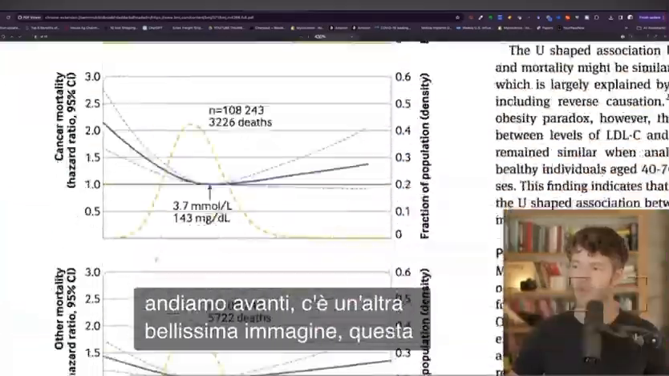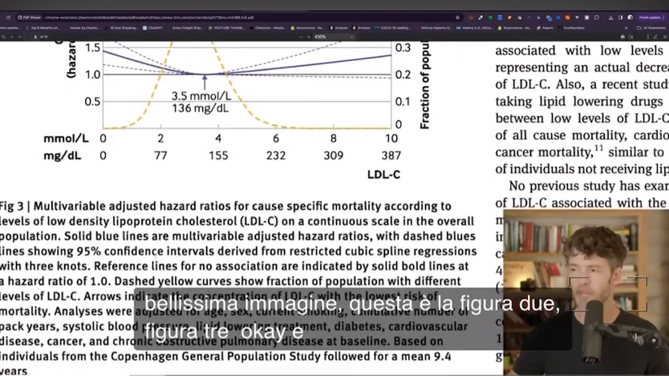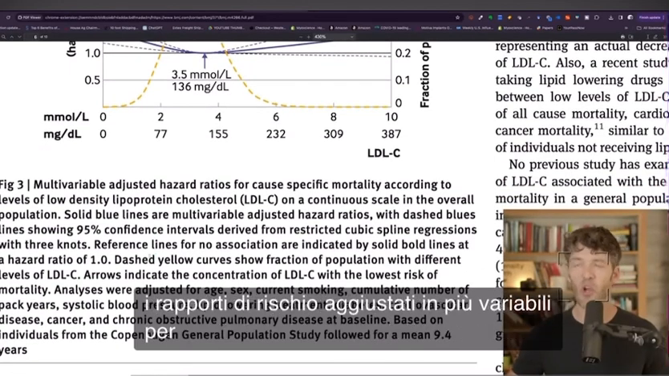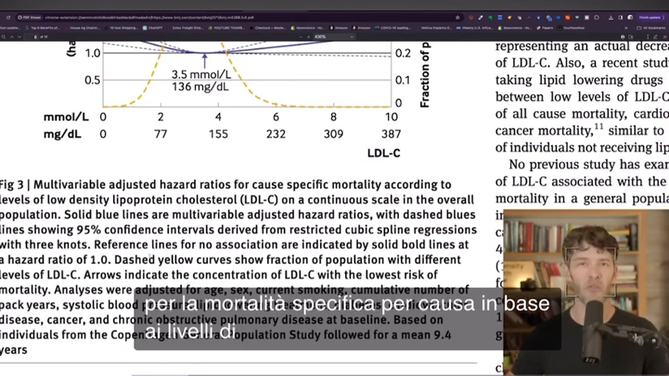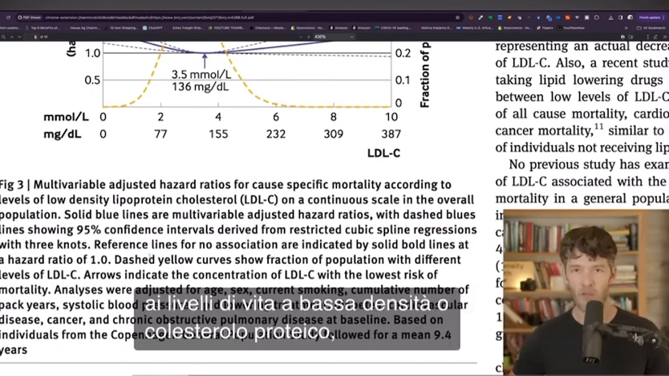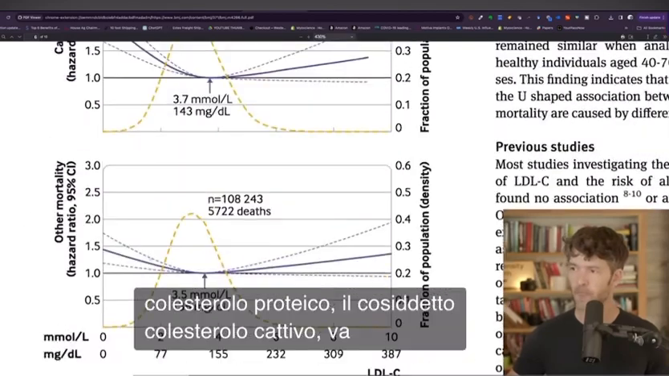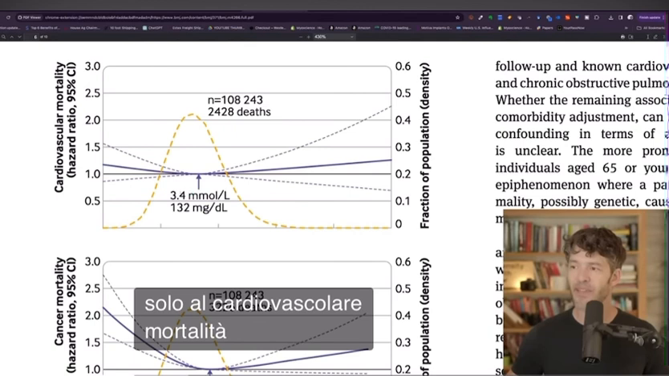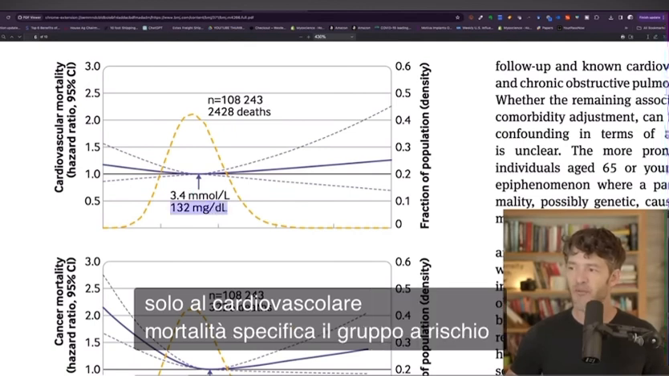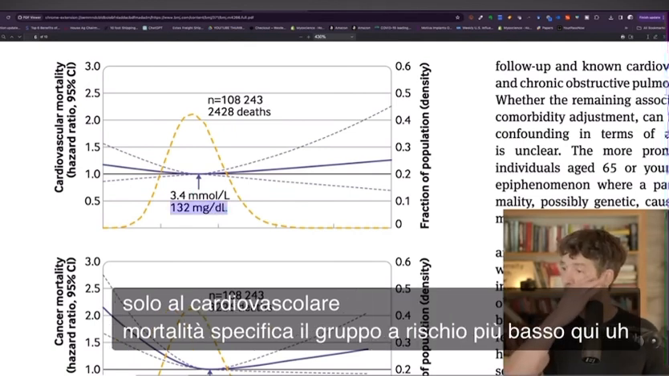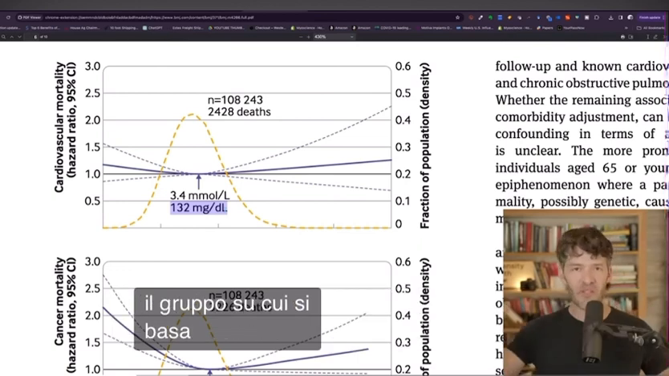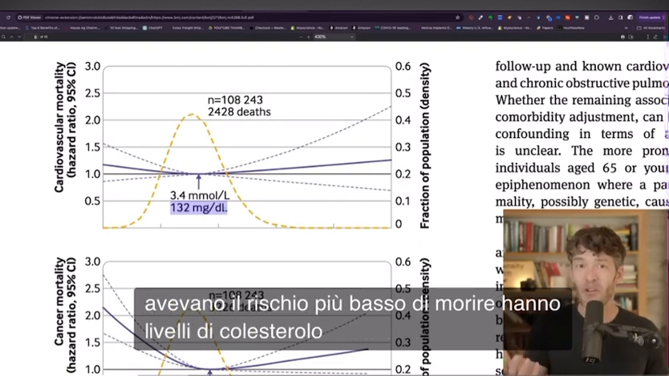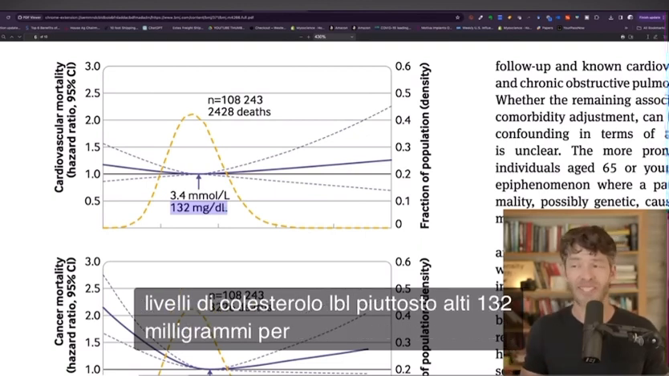There's another beautiful image here. This is figure 3, okay? And just so you know what we're looking at, the multivariable adjusted hazard ratios for cause-specific mortality according to levels of low-density lipoprotein cholesterol, the so-called bad cholesterol. All right, so let's look at just cardiovascular specific mortality. The lowest risk group here, the group that is sort of what everything is based upon because they had the lowest risk of dying, have pretty high LDL cholesterol levels, 132 milligrams per deciliter.